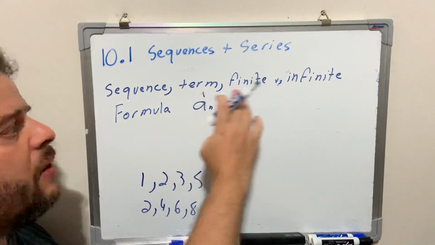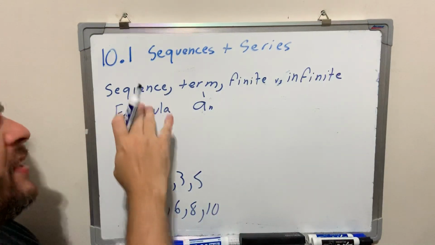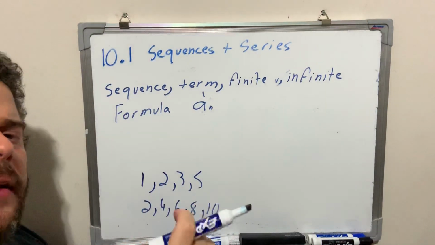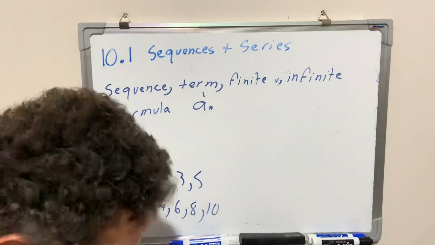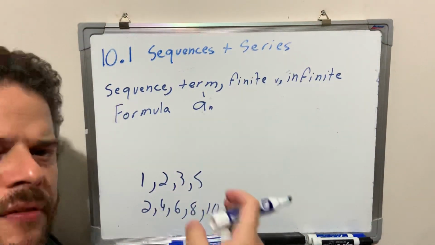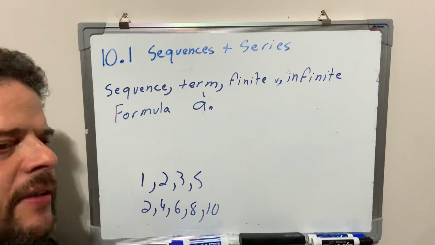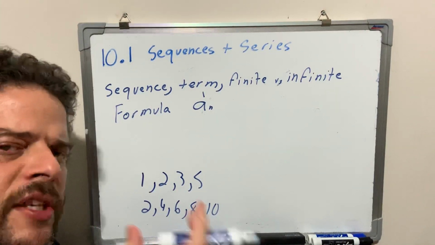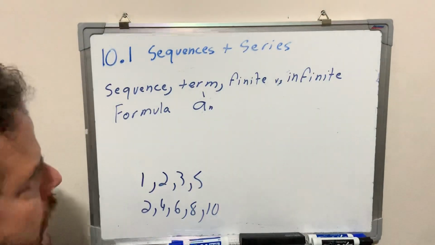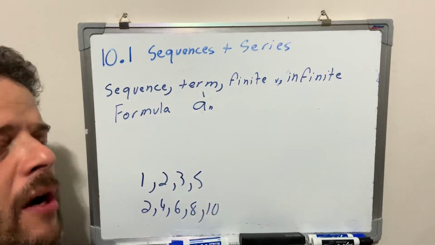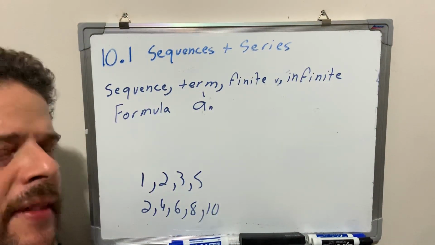So these are some key words that you do need to know. We went over sequence. A sequence, the actual definition of the book, is just an ordered list of numbers. So a group of numbers that follows a particular order. Just make sure the word order is included in the definition. Now, term is what we call every single number in that list.